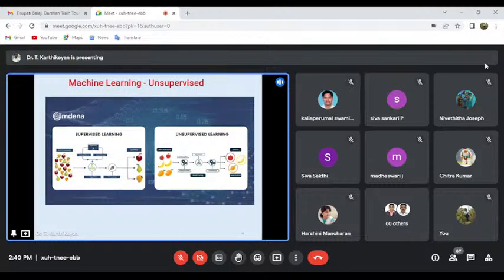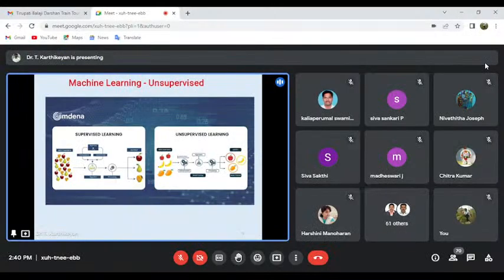This is exactly what unsupervised learning is all about. Here we are only feeding the data into the system. The system by itself will predict and give you the answers for different questions. This is the beauty of unsupervised learning.